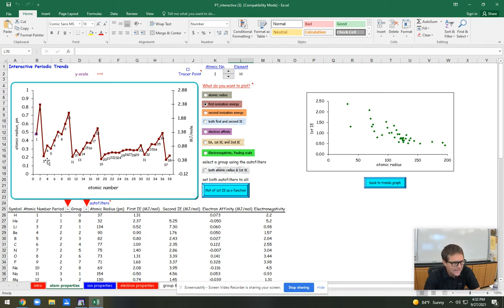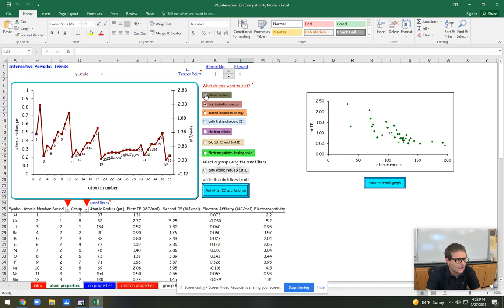But overall, looking at that big picture, you're seeing a spike and then a drop as you move across a row, so a low value to a high value. Then when you start a new row, you start with the low value and go to a high value. How does this trend, letter 5B, compare to that of the atomic radius? Well, it's the opposite of atomic radius.